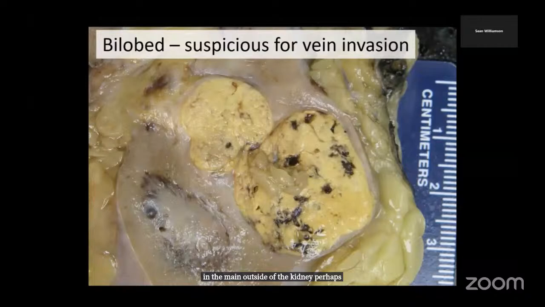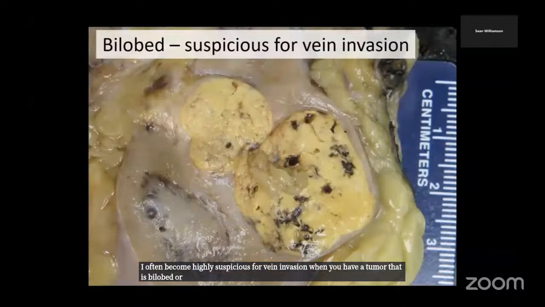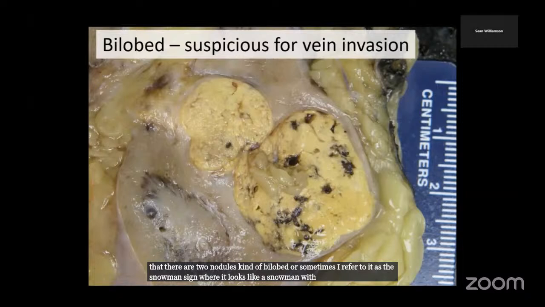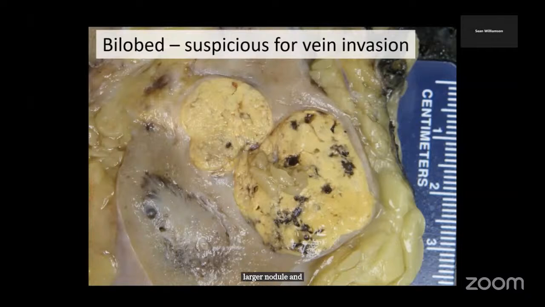I often become highly suspicious for vein invasion when you have a tumor that is bilobed or multinodular. So it's not totally obvious to me that either one of these 2 nodules is a vein. If so, it's completely filled up. But the fact that there are 2 nodules, kind of bilobed, or sometimes I refer to it as the snowman sign, where it looks like a snowman with a smaller nodule on top of a larger nodule, I become very suspicious that this represents vein invasion when you see that pattern.